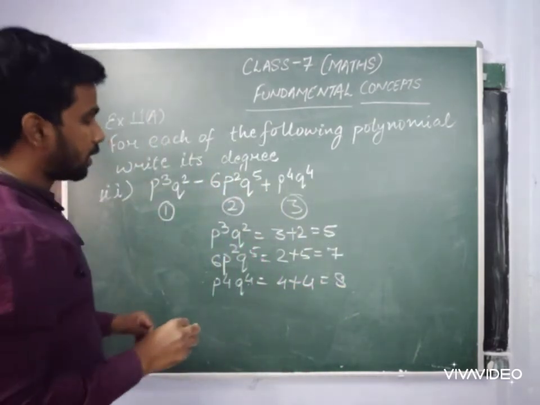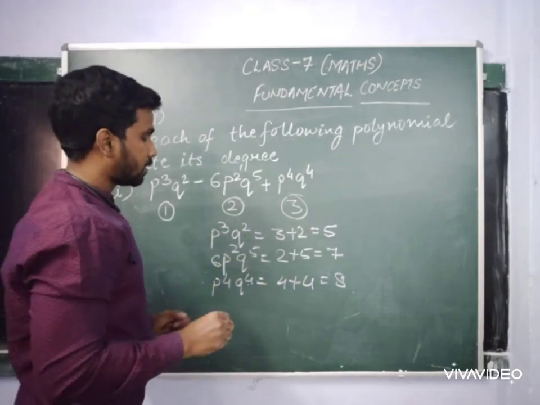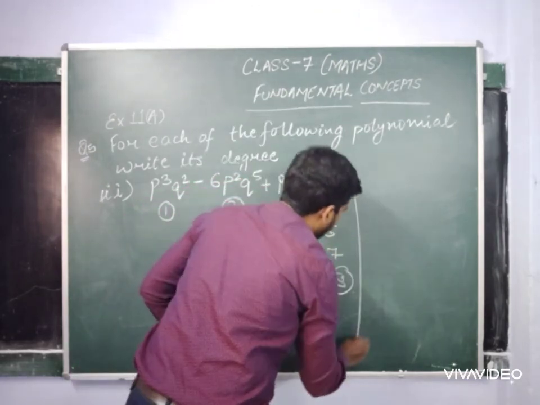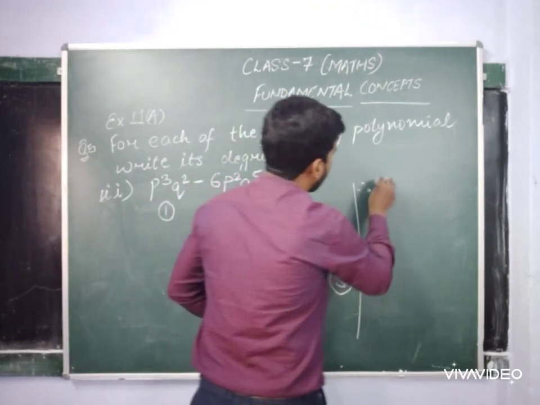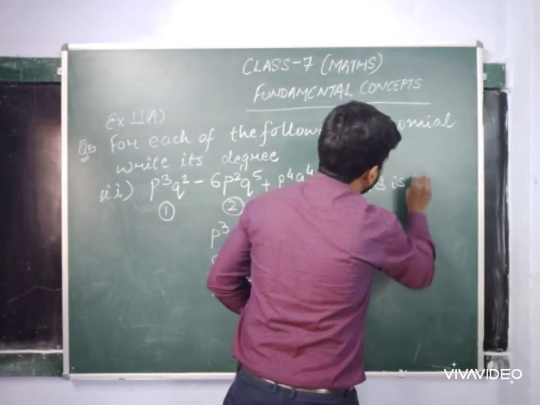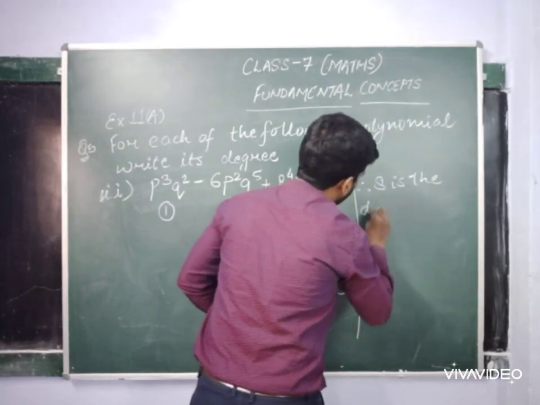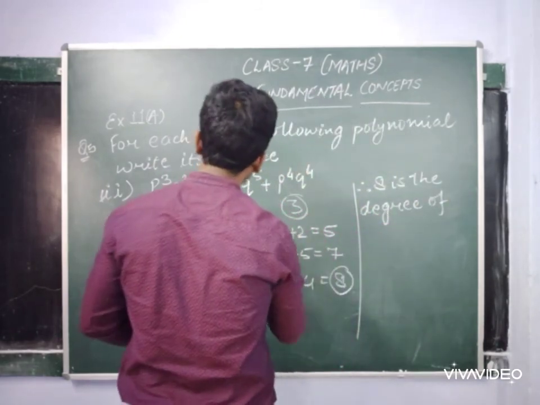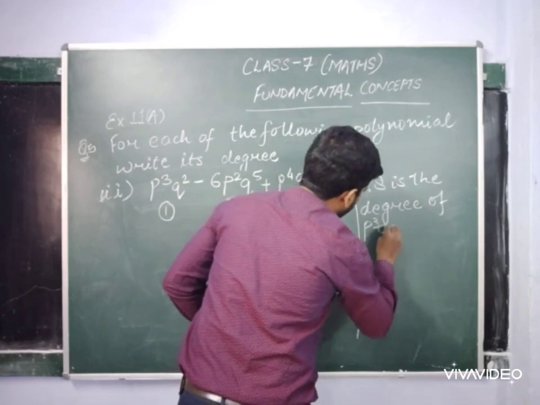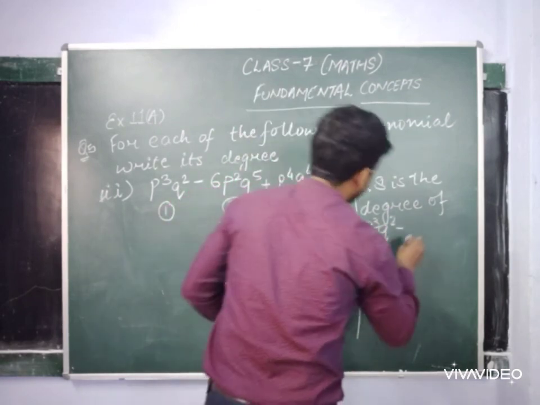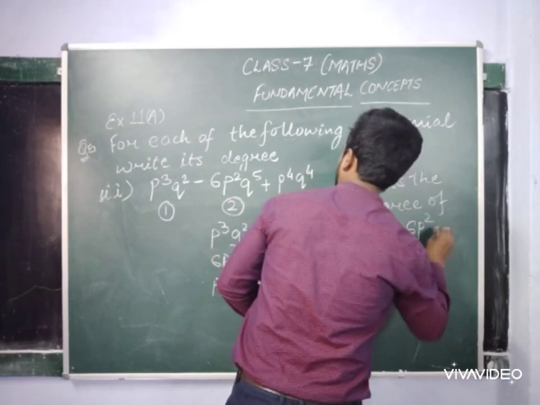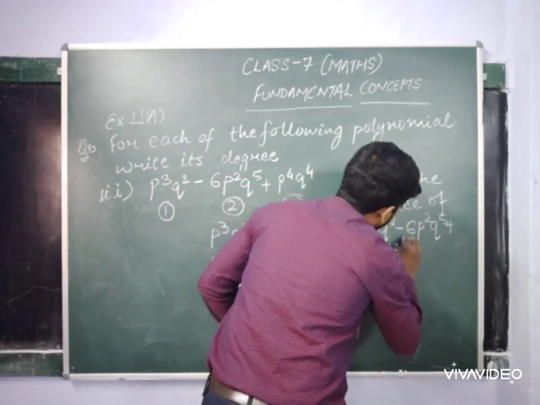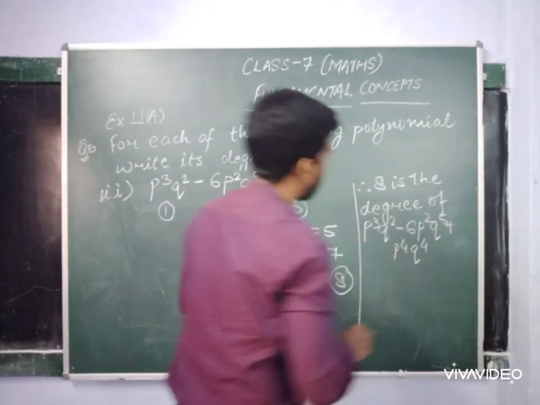Now the next step is to see what the highest degree is. The highest degree we are seeing over here is 8. So it will be the degree of the whole expression. 8 is the degree of p cube q square minus 6p square q to the power 5 plus p to the power 4 and q to the power 4.